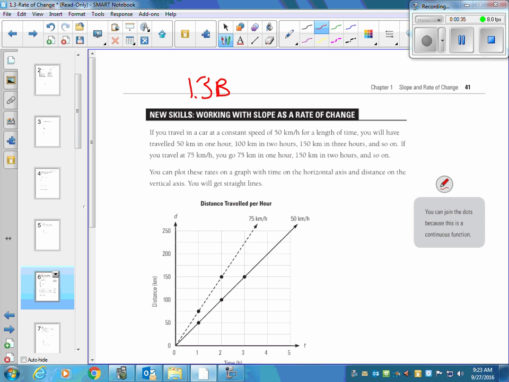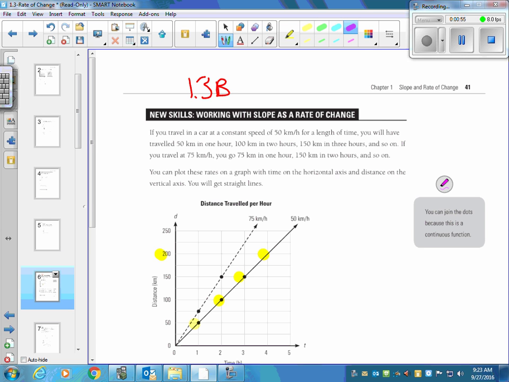That makes a nice little line on a graph. So at 1 it's 50, at 2 it's 100 kilometers, 3 it's 150. You can see at 4, if you read across, it's at 200, and at 5 it's 250. It makes a beautiful straight line.